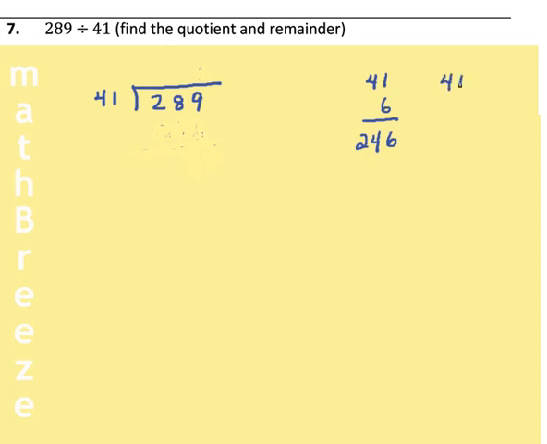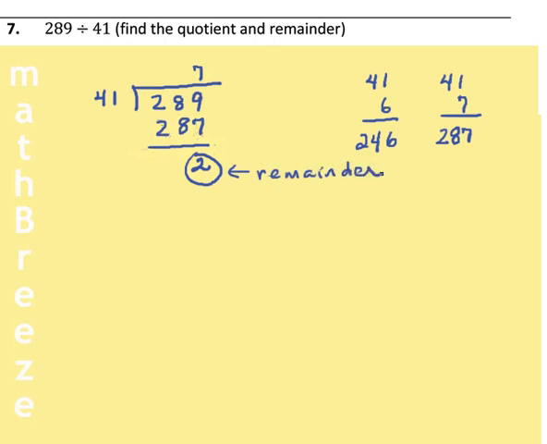Okay, so let's multiply 41 times 7. 7 times 1 is 7. 7 times 4 is 28. So we put the 7 at the end of the number, and because we're doing 41 into 289, multiply 7 times 41, and we see that we get 287. Subtract, and we have 2, and 2 is our remainder. Sometimes we write the quotient like this: 7 remainder 2.